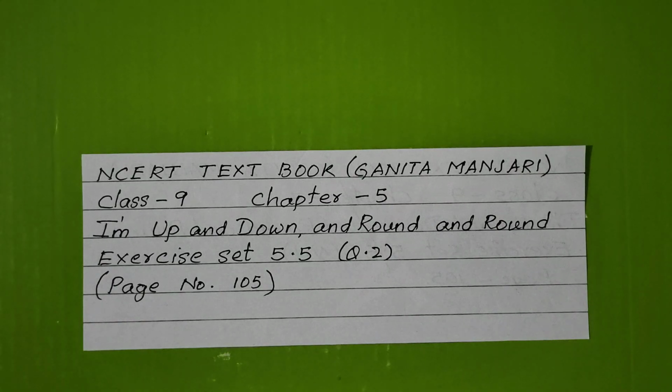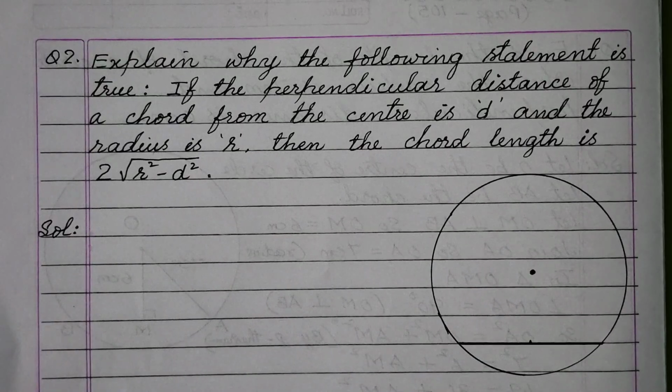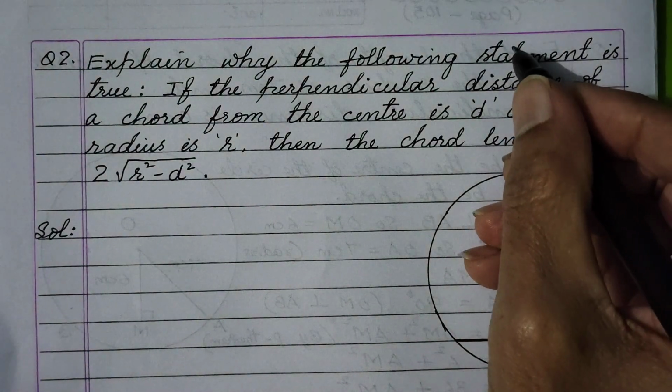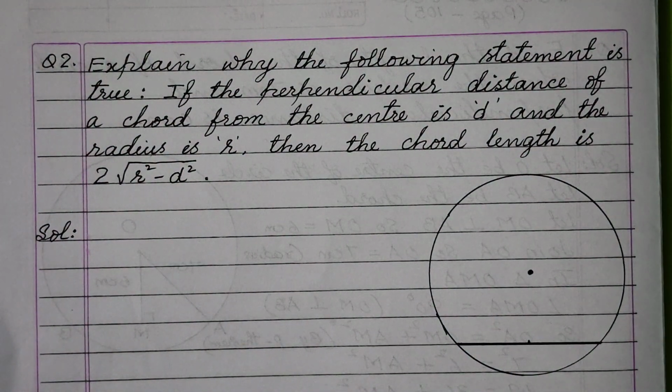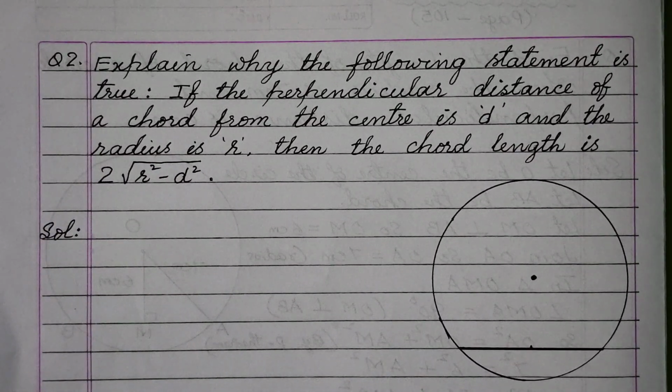Exercise set 5.5, question 2. It's on page number 105. The question says, explain why the following statement is true. If the perpendicular distance of a chord from the center is d and the radius is r, then the chord length is 2 root of r square minus d square. We have to prove that this statement is true.